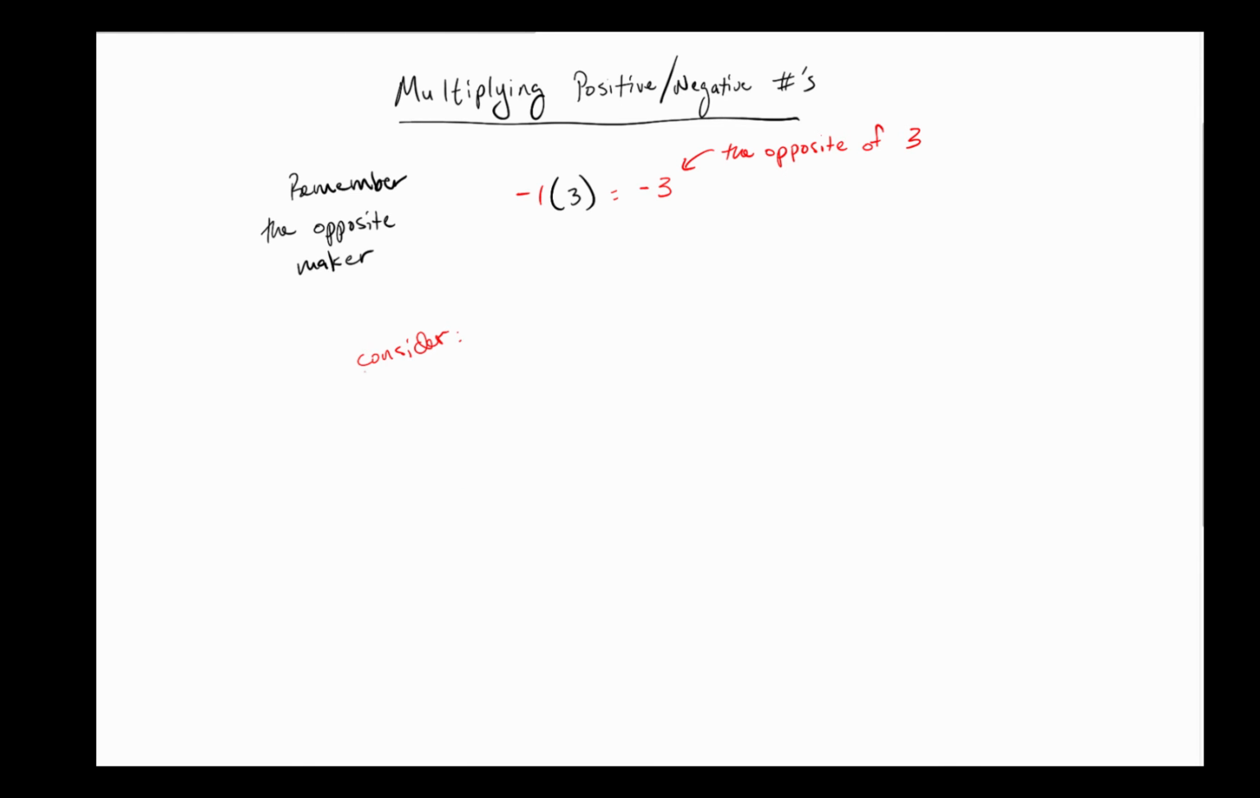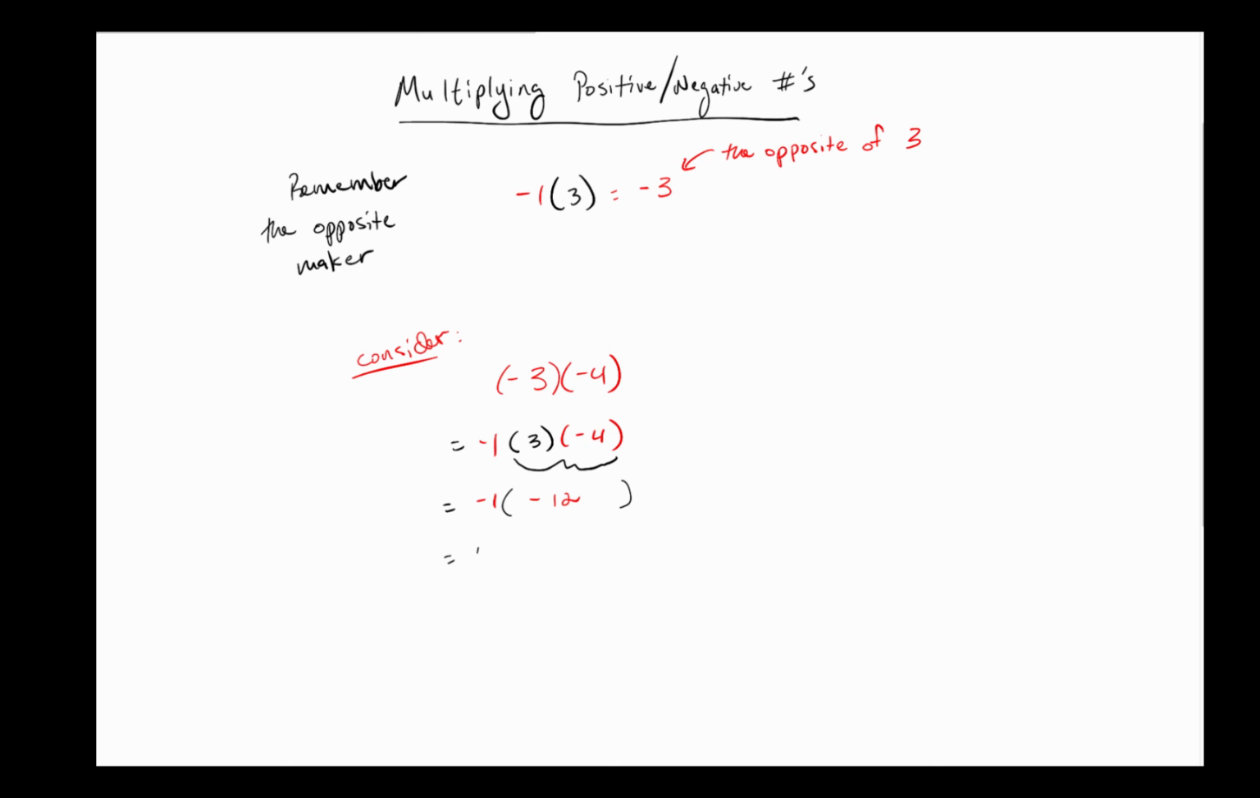So let's consider negative 3 times negative 4. Well, we just saw that negative 3 can be rewritten as the opposite of 3, or negative 1 times 3. And then we can group together, since multiplication order doesn't matter, 3 times negative 4. We just learned that a positive times a negative is negative. And then we end up with the opposite of negative 12.